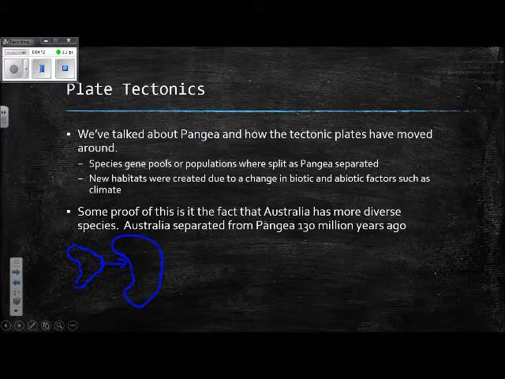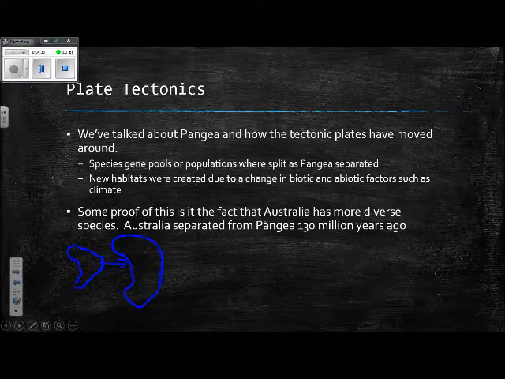So some proof is the fact that Australia has more diverse species. And Australia was the first continent to split from Pangea. And just think of all the species that are in Australia, right? You got kangaroos, you got, I don't even know what's in Australia. Koalas, right? Those things ain't anywhere else. Stingrays. Okay, stingrays, right? Crazy things. And all those things were able to change and adapt to their surroundings, and they've had longer to do so.